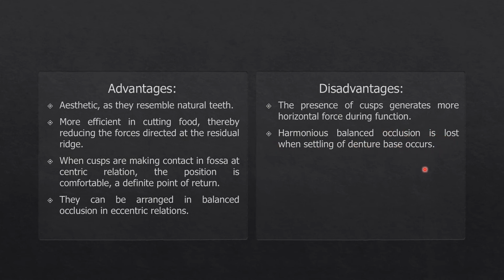So some authors like Devan stated that even though we can do a good balanced occlusion in a complete denture and give it to the patient, over a period of time, settling of the denture base occurs over the tissues, that is the mucosa covering the residual alveolar ridges, because after all the mucosa is made up of 80 to 85% water. Based on Pascal's law, when pressure is applied, it is applied throughout the area, and this can result in settling of the denture base, and this may compromise the balanced occlusion.